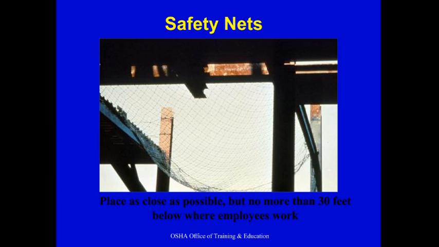The nets have to be built so that they're no more than 30 feet below where employees would be working. So an employee wouldn't fall 40 or 50 feet into a safety net, because potentially they'll break their neck, potentially they'll break a limb, or potentially the materials and the person falling all of that distance will gain so much speed that they would break the net. So it has to be within 30 feet of where employees work. That's one little caveat with the safety nets.